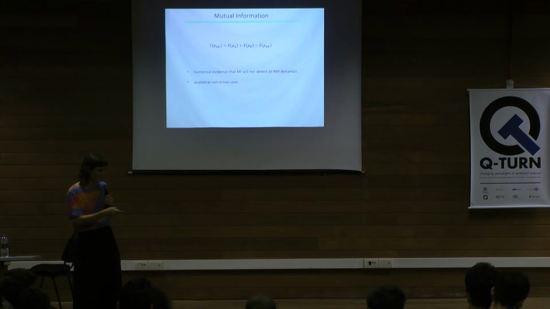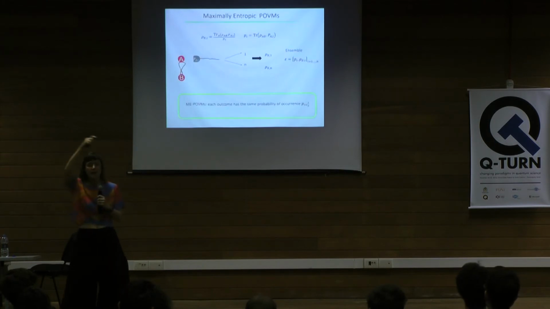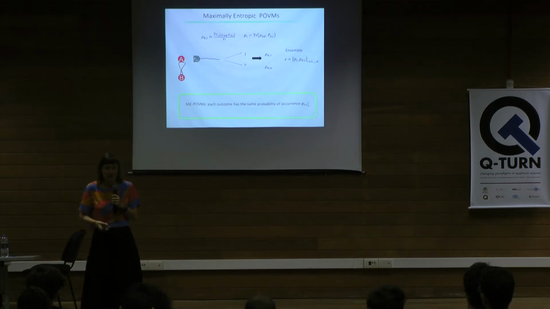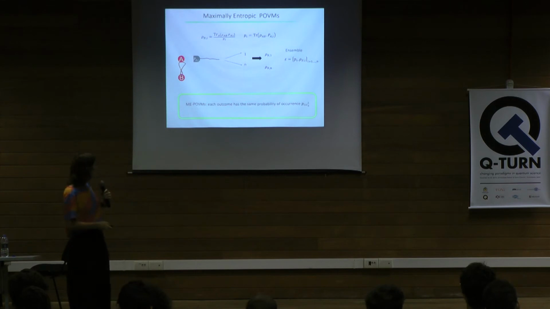And then we thought, okay, we should come up with some new proposals, like some new correlation measure. And then we went back to De Francesco's paper, and we thought, let's get inspired by his idea, and see if we can come up with a measure that satisfies these three conditions that I presented before. And what we are using here is this idea of maximally entropic POVMs.